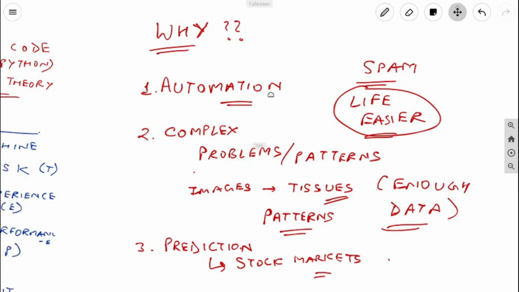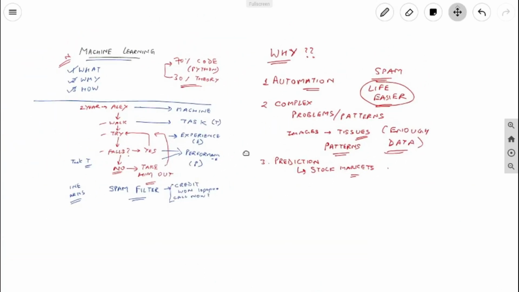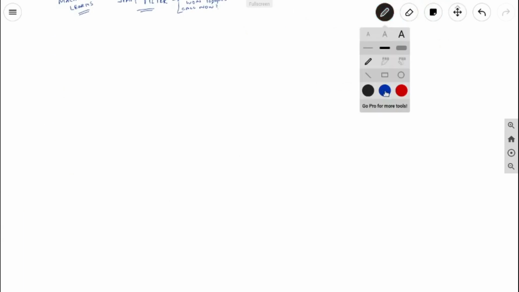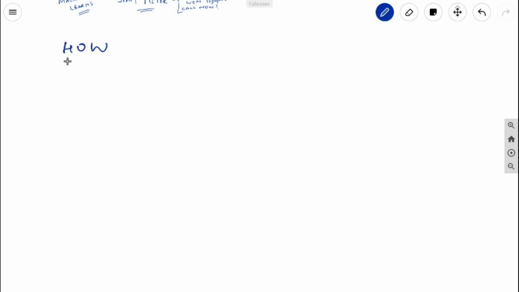Okay, so let's zoom out. We have answered two questions: what is machine learning and why should we learn machine learning. Now let's move on to the most important part: how do we actually implement machine learning? Okay, let me use a blue color. So the question is, how do we implement machine learning? There are different methods of implementing machine learning, and we can broadly classify it into three groups.